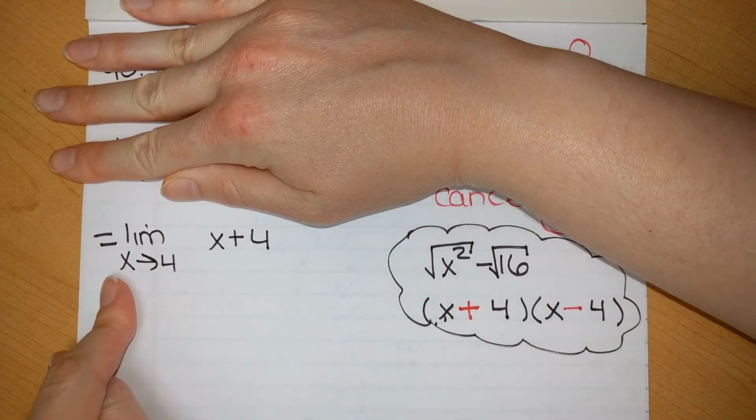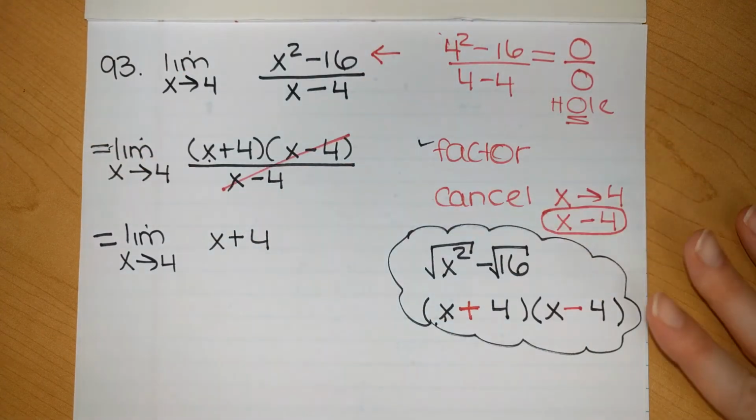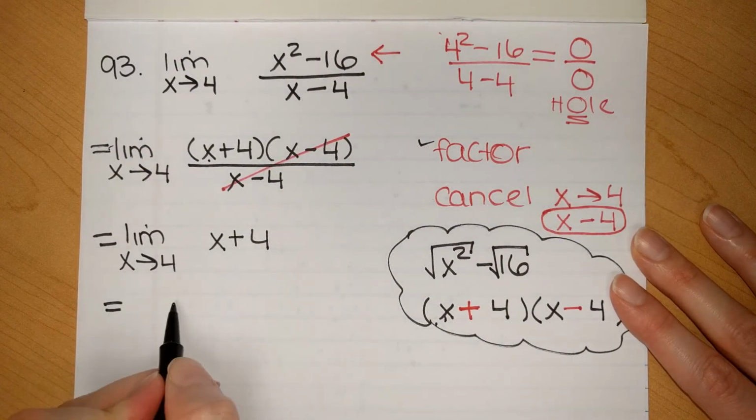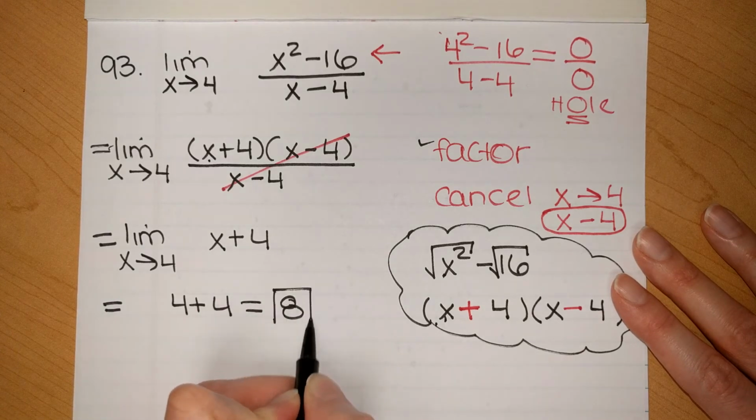If someone just gave you that limit, your first step would be to plug in 4. So that's exactly what we're going to do. We're going to plug in 4, and we get 4 plus 4 equals 8, and that is our limit.